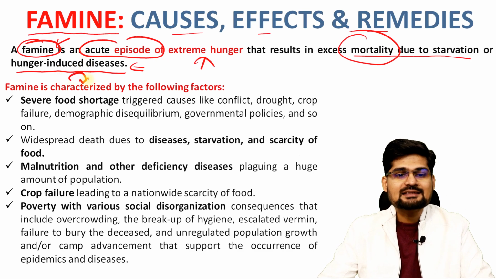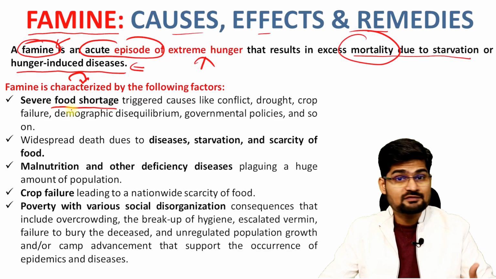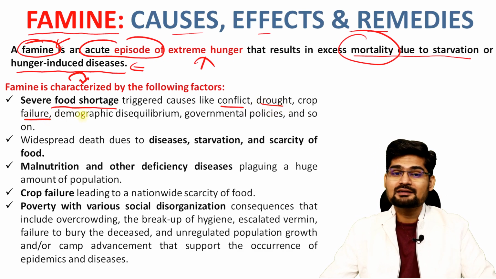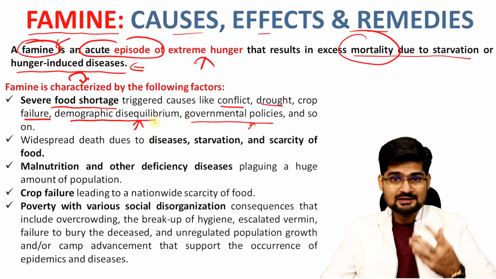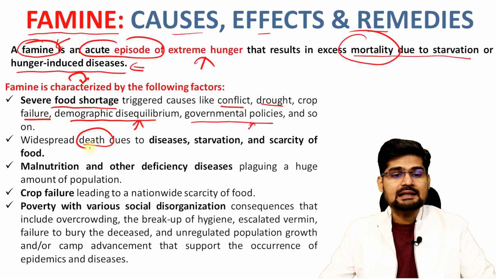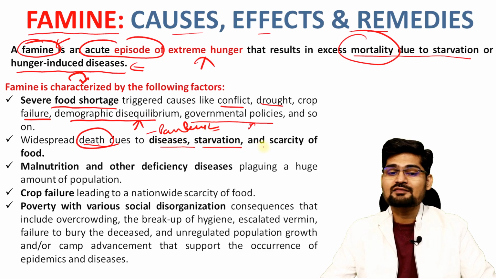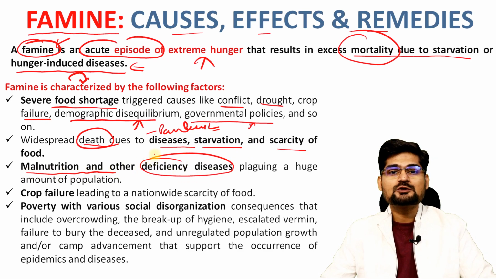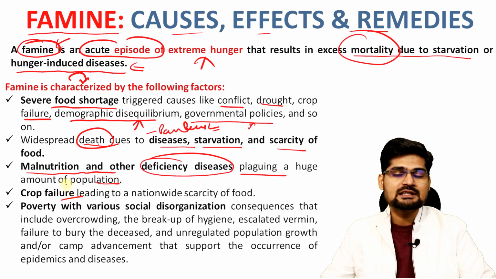Now if you observe the characteristics of the famine, very common characteristics are the severe food shortage, and they may be triggered because of a variety of factors. For example, conflicts, political instability, drought situation, crop failure, demographic disequilibrium, and also governmental policies at many times. That is one thing that several factors contribute to. Then widespread death due to several diseases, and we already know we are facing a pandemic right now. So diseases, starvation, scarcity of food, this is one common factor. Then malnutrition and other deficiency diseases also lead to the plaguing of a huge amount of population. That's very important. And crop failure, nationwide crop failure, if it happens, then there is obviously a famine situation.